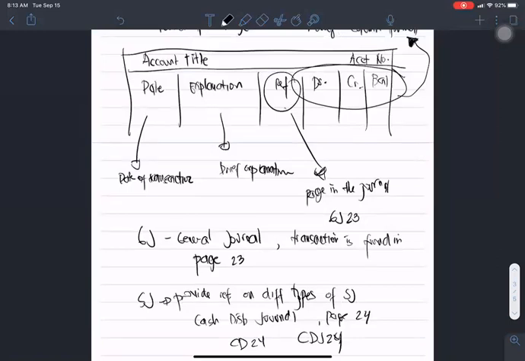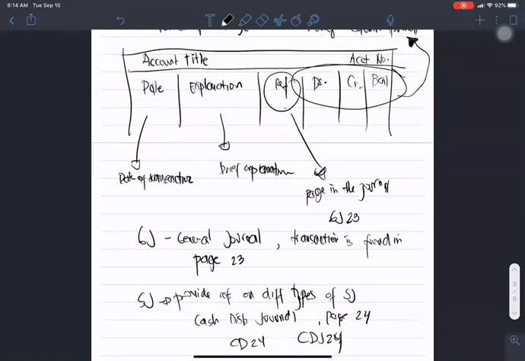So if ever it is found in the general journal, page 23, you place your GJ23 or G23 or J23, whatever is your coding. If it's found in a special journal, let's say the cash disbursement journal under page 24, then you place your page 24. So CDJ24 or cash disbursement 24 or CD24. Basta, the reference is used to indicate the page in the journal and what the journal is in which you can find that particular transaction.